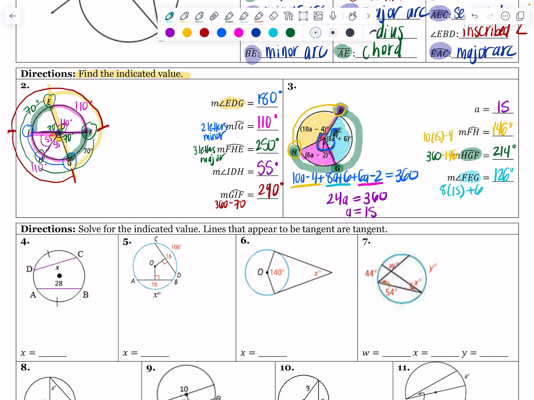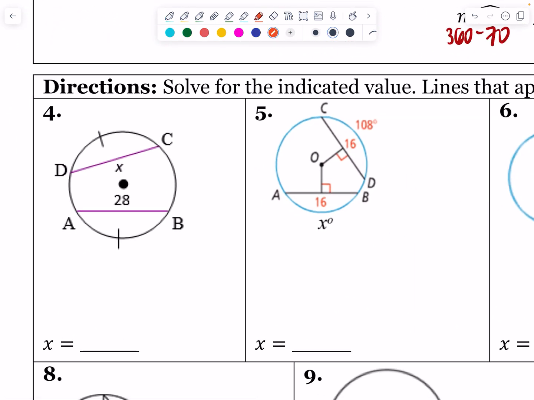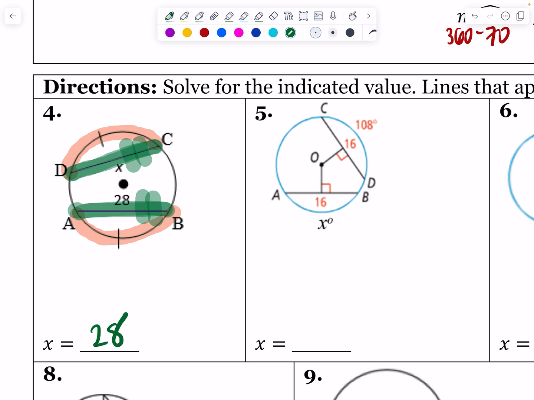All right, the next set of directions for 4 through 11 say solve for the indicated values. Lines that appear to be tangent are tangent. So let's look at number 4 first. The first thing I notice is that I have this arc is marked as congruent to this arc. So arc DC is congruent to AB. Why does that matter? Because if those arcs are congruent, then the chords are going to be congruent. So we know that if the arcs are congruent, the chords are congruent. So what do I have left for the other chord for X? It's going to be a 28 unit chord as well.